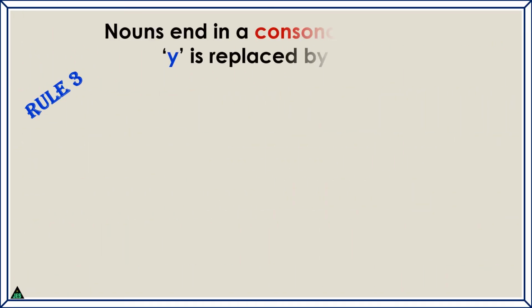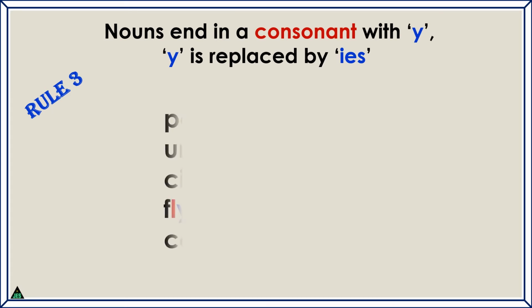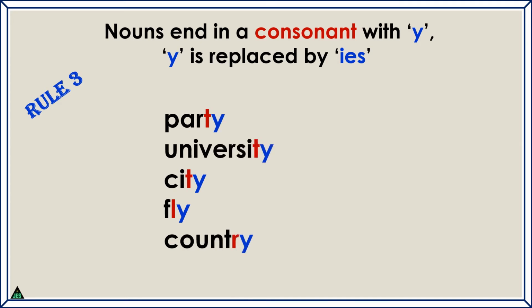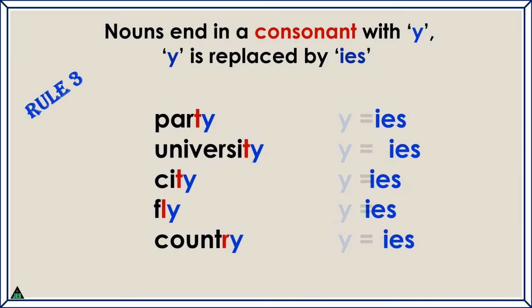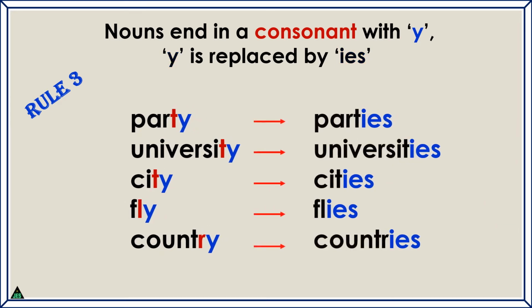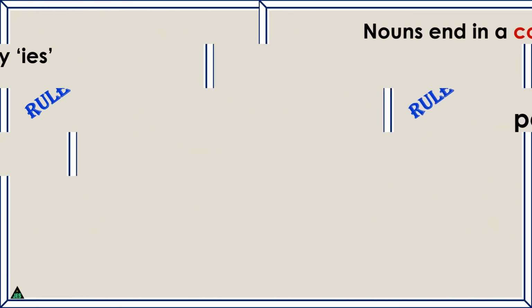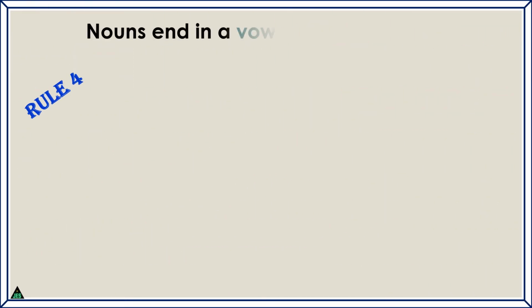In nouns ending in y, followed by a consonant, y is replaced by ies. In nouns ending in y, followed by a vowel, an s is added to form the plural.